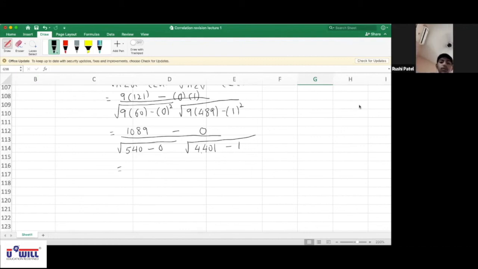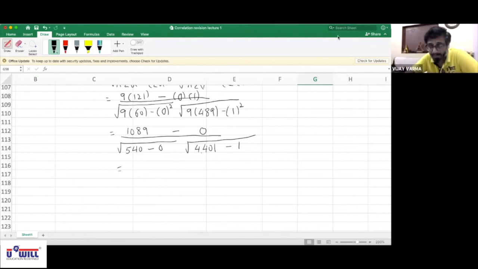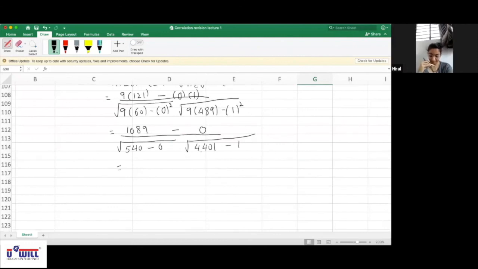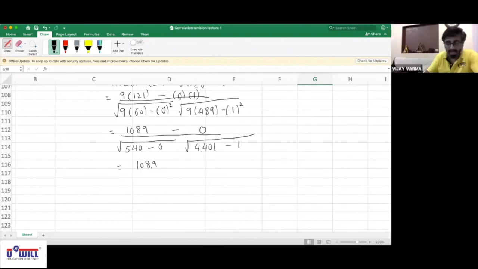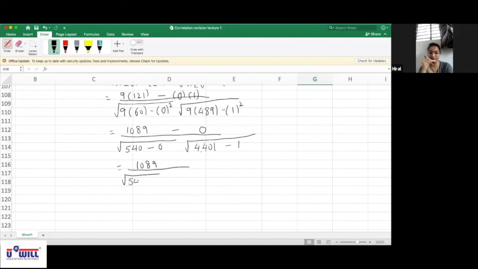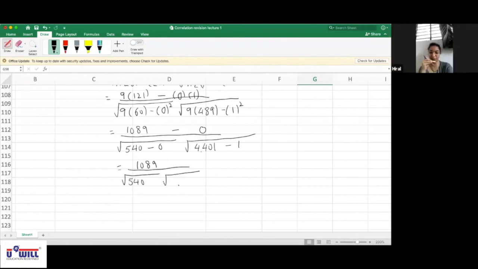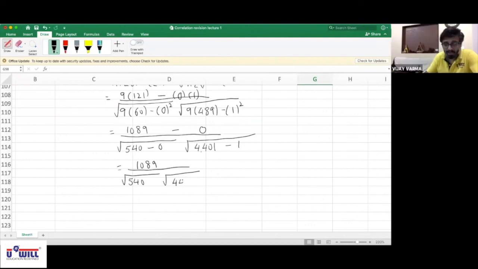Now, Hiral, unmute yourself. Yes, sir. Tell me the next step. Sir, 1089 minus 0 is 1089. Correct. Upon square root of 540 minus 0, which is 540, into root of 4401 minus 1, which is 4400. Mute yourself, Hiral.